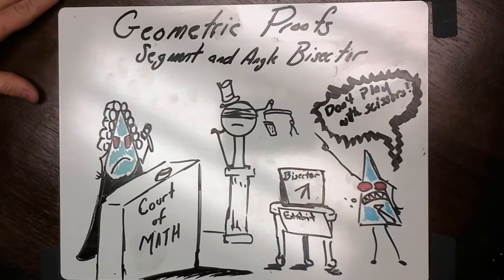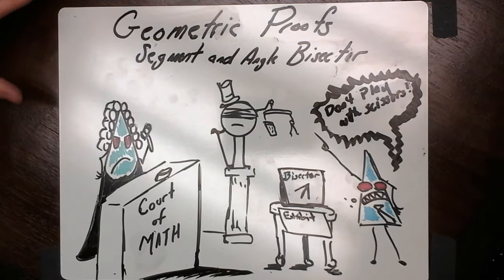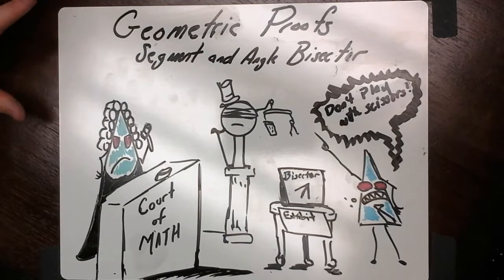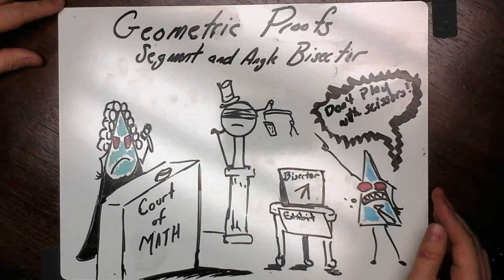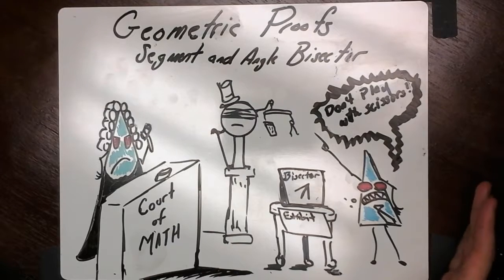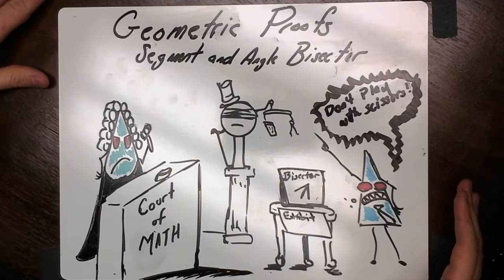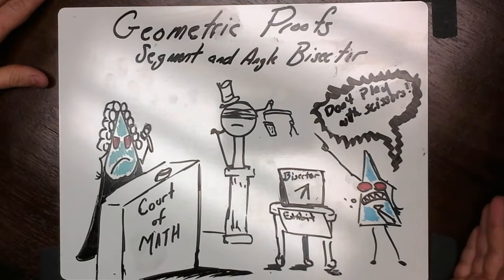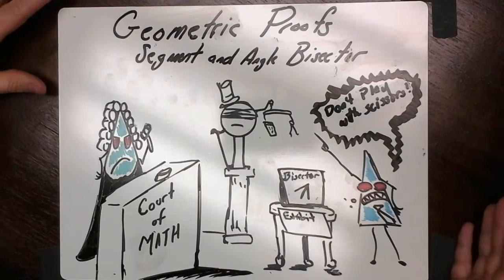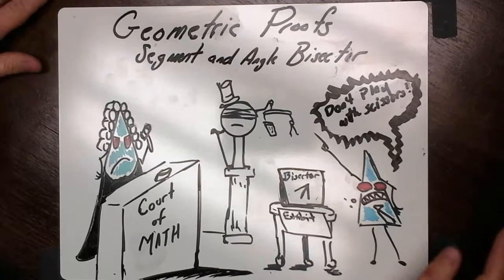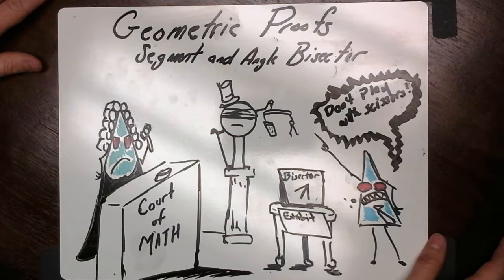This is not an all-encompassing video. This video is just talking about how to use segments and angle bisectors in a geometric proof. It's an introductory video at best. The goal of this series is to go through the number of properties in geometric proofs, do them separately, then hopefully, as you guys need to, you can apply them all together.